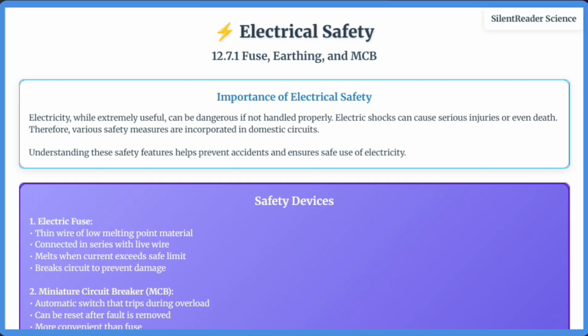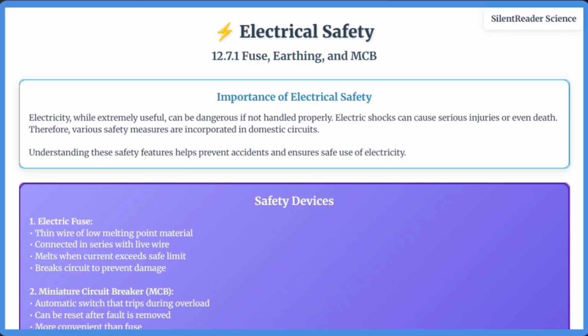The main safety devices are electric fuses, which are thin wires of low melting point material connected in series with the live wire that melt when current exceeds safe limit, breaking the circuit to prevent damage. Miniature circuit breakers or MCBs, which are automatic switches that trip during overload and can be reset after the fault is removed, making them more convenient than fuses, and earth wires, which provide a safe path for leakage current.